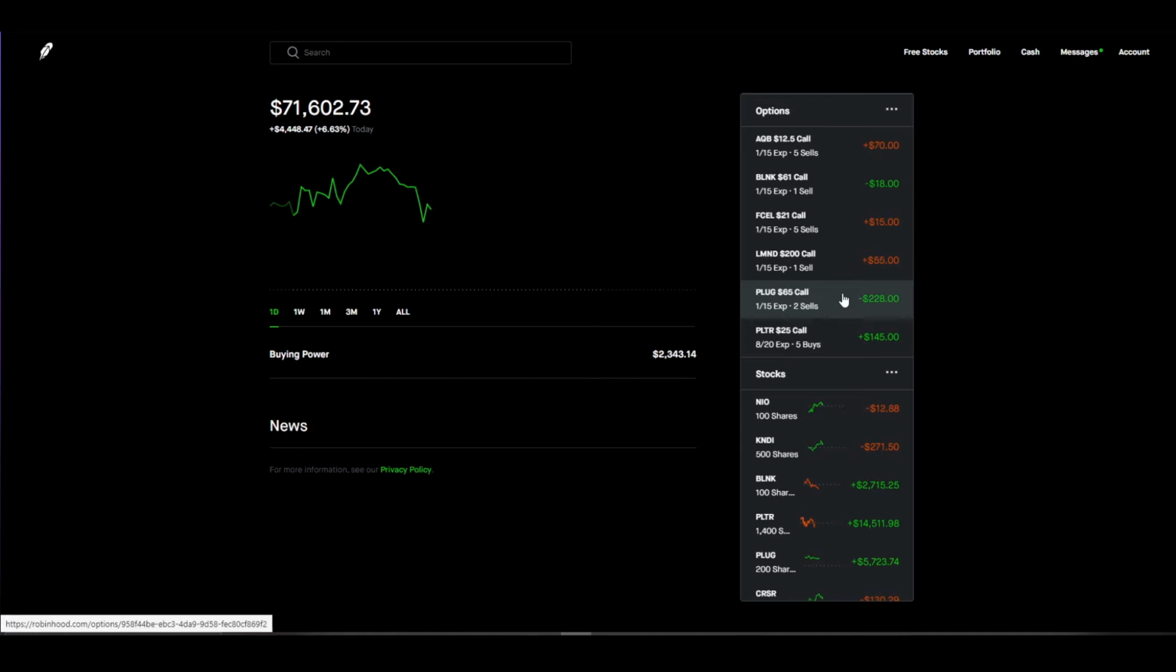Okay, so without going too much into the formalities of it like I was about to, why don't we talk about what we're seeing here? So we have 2 sells of Plug, 1 sell of Lemonade, and these other ones. We're just going to talk about these 2 because they're contrasting each other and they make a great point.